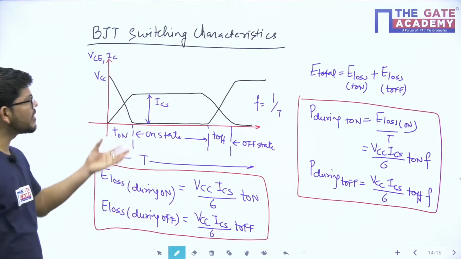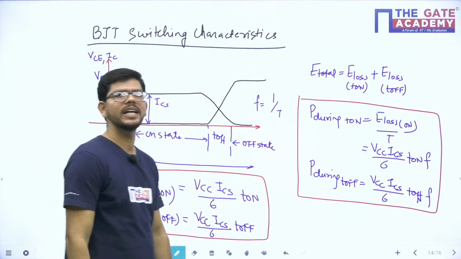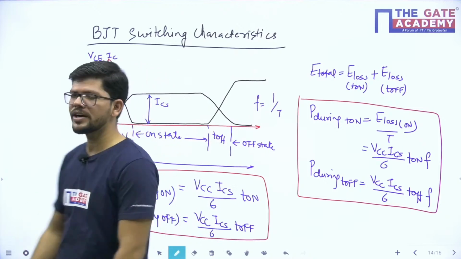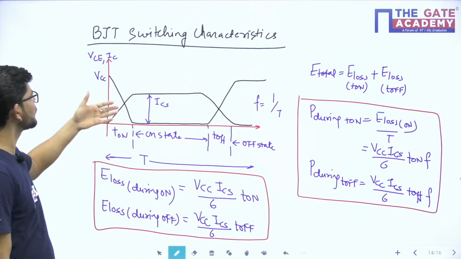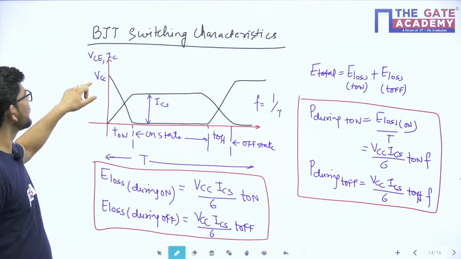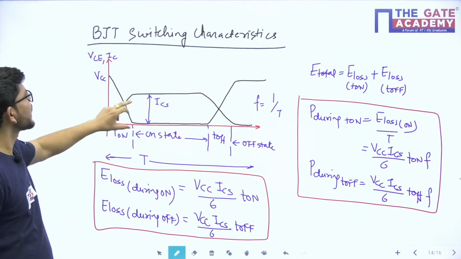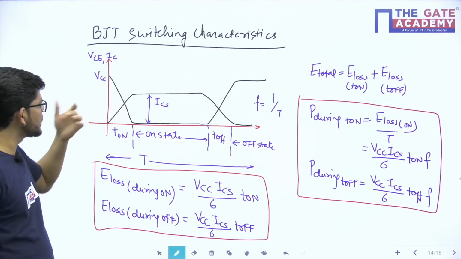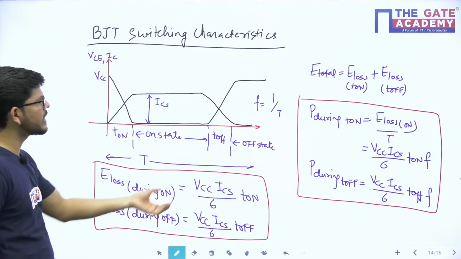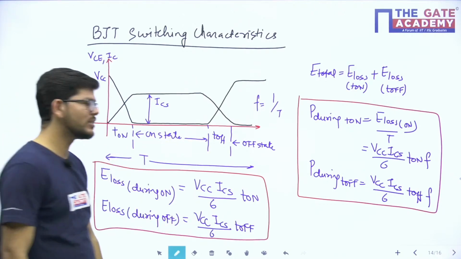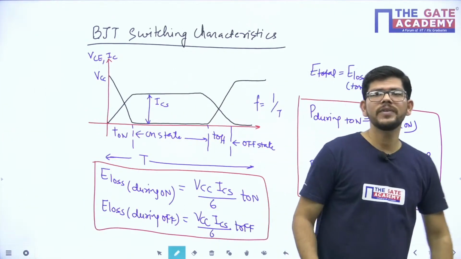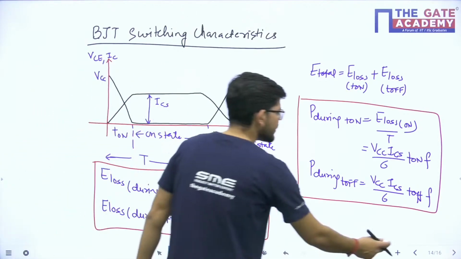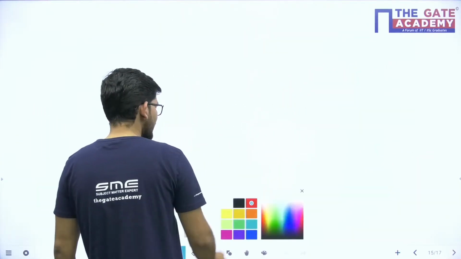Regularly questions are coming from the switching characteristics of BJT, IGBT and MOSFET. This process remains the same, only the voltage coordinates and current coordinates will change. In case this is a MOSFET, you will get a VDD or VDS here, and a drain current here. Only the values will change, but the process of calculating E loss and power will remain the same. So this is one of the important topics from where we get regularly questions in the GATE exam. After that, let us discuss SCR.